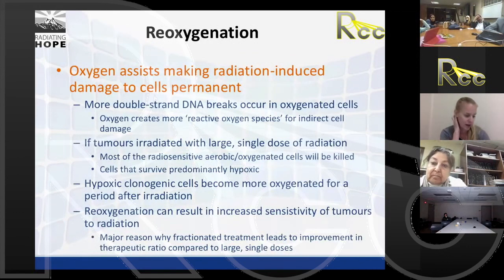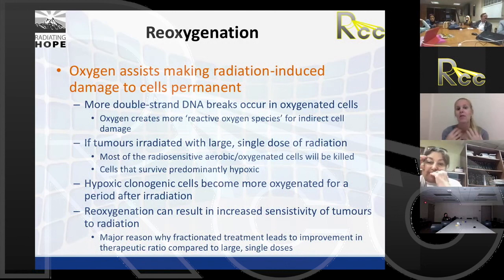The next R is reoxygenation. We've already talked about direct and indirect damage to our DNA, and indirect damage is probably more common than direct damage. Water molecules in cells and in the body are much larger than the DNA strand that you would break in a direct damage.